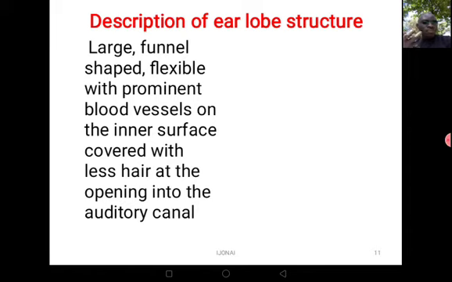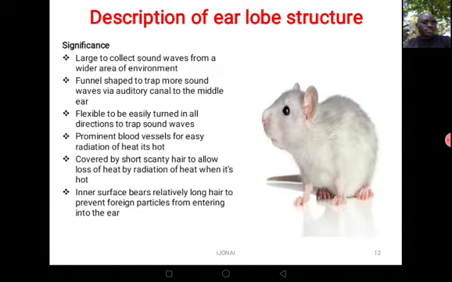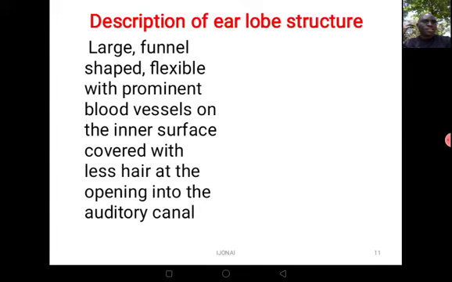But when you look at the inner part of the ear, you also realize that that inner part has some hairs that trap the dust and other foreign bodies that may want to enter into the inner part of the ear, which may be more delicate. So that is great.